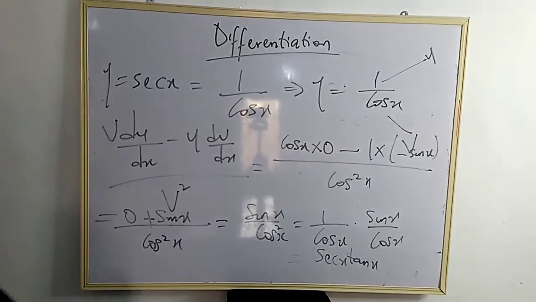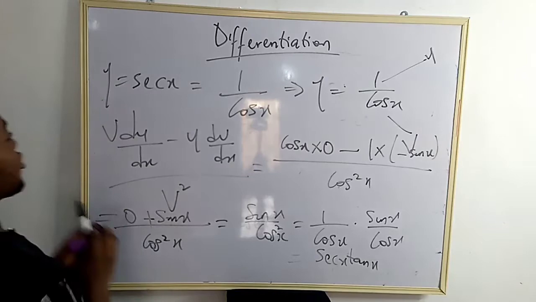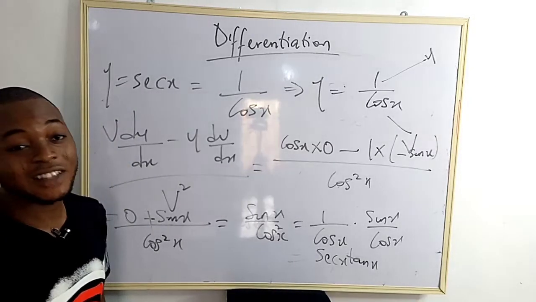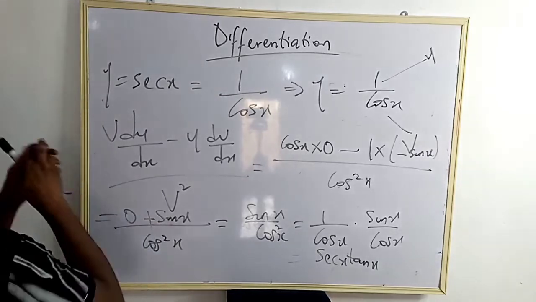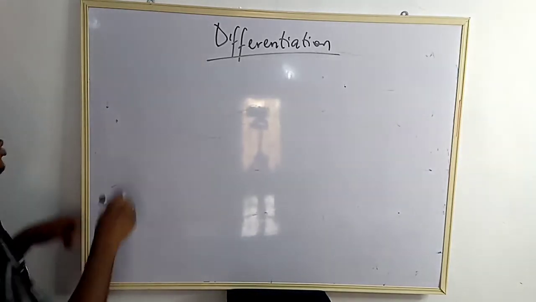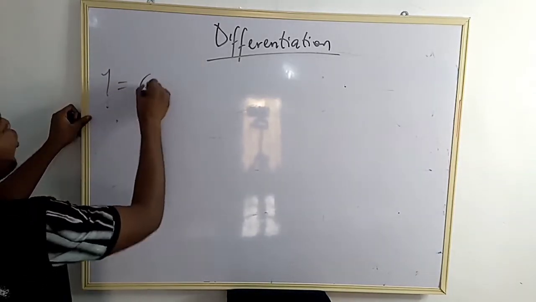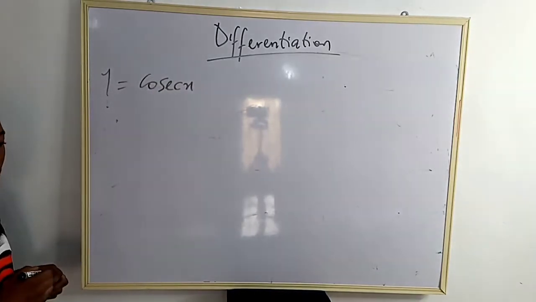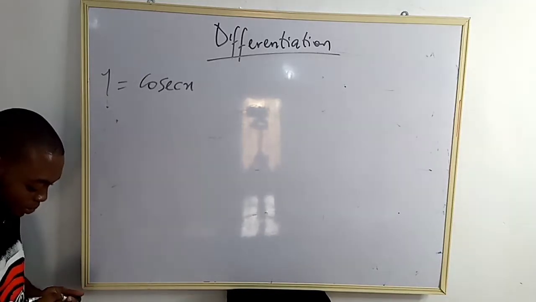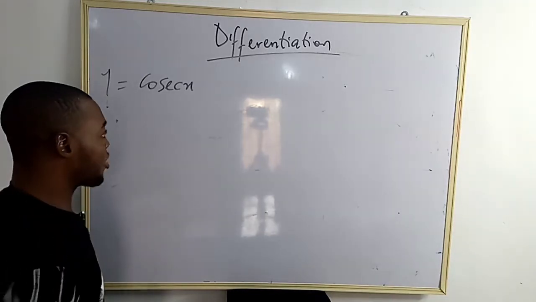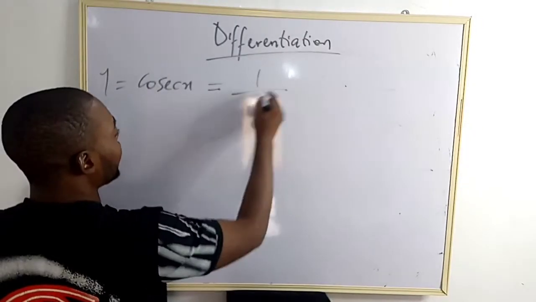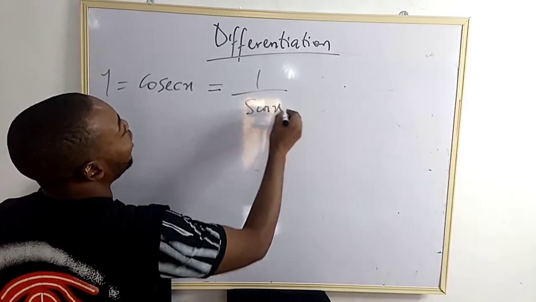So you add that to the derivatives of the trig functions. You have to remember the 6 of them: sine, cos, tan, cot, sec, cosec. So for cosec x, if y is equal to cosec x, from trigonometry identity, cosec x is the same thing as 1 over sine x.